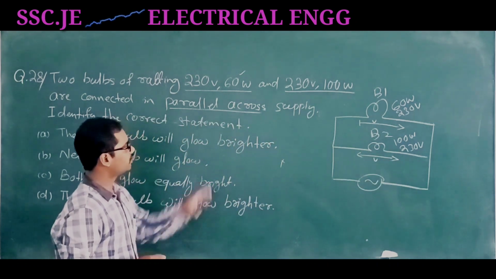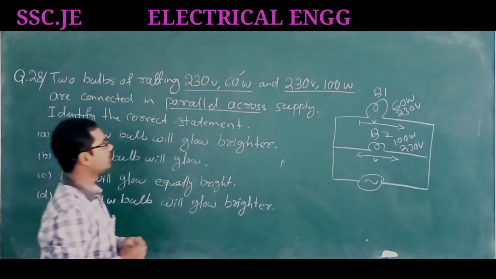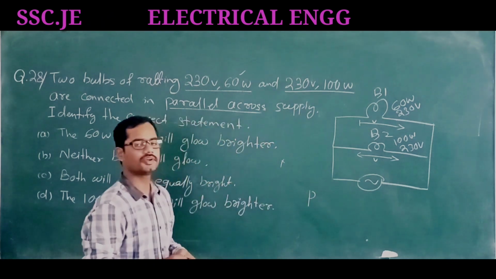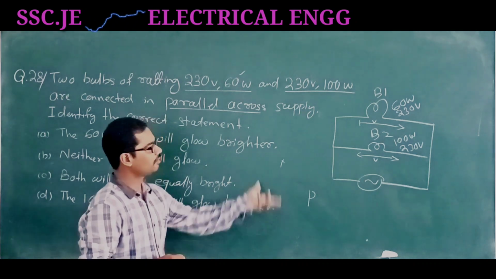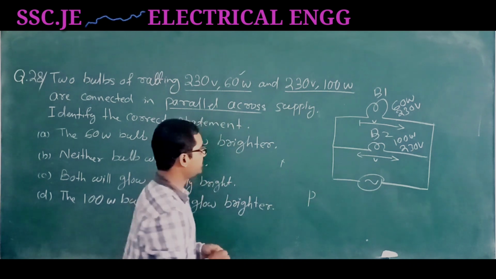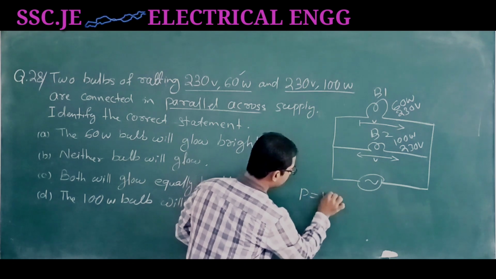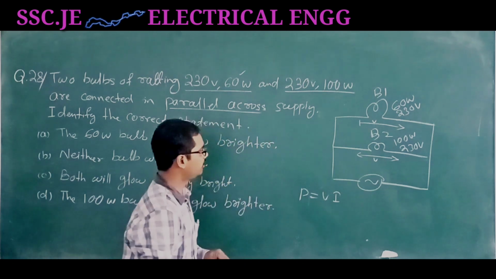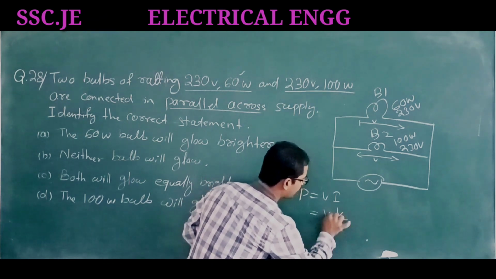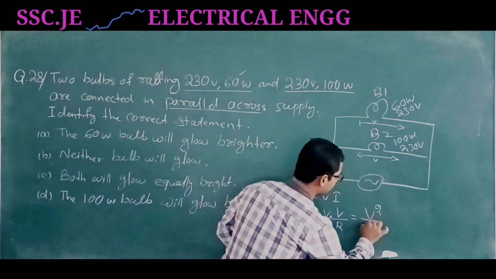Okay, so for the brighter glow, we have to find out the power of each individual bulb, means how much power it is dissipating after providing the supply. If the power is higher, then it will glow brighter. Okay, so we have the formula power P equal to VI. Okay, and your I equals V by R. So finally we can write P equal to V square by R.